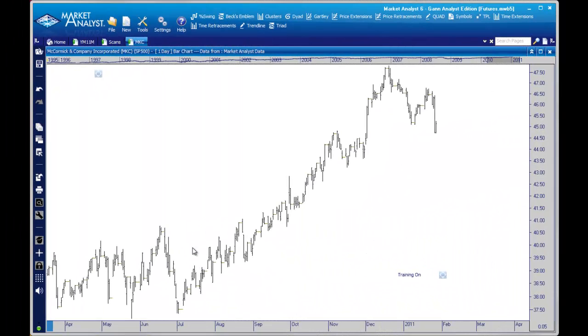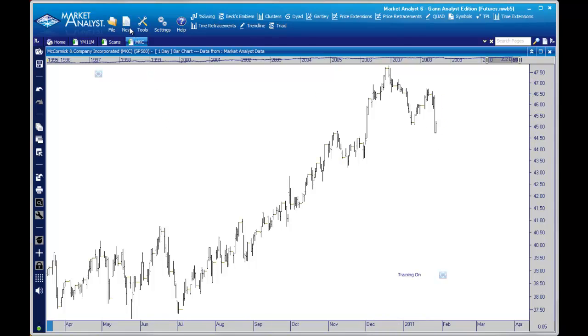Now let's have a look and see if we can find a Gartley pattern. Here's an example of a stock that's been increasing in price over several months. It's a daily chart of McCormick, and it looks like there's some sort of correction going on over here.